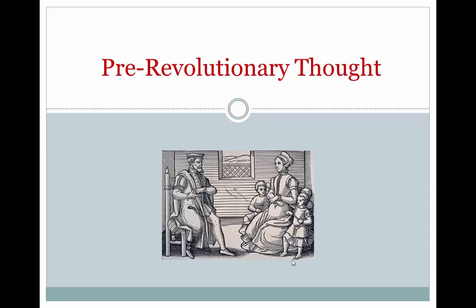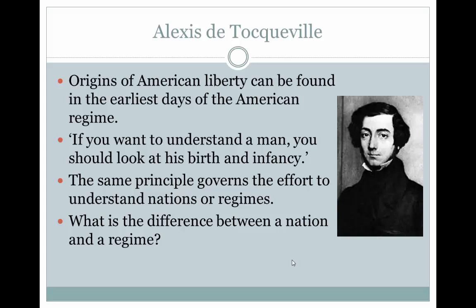We could begin this course by discussing the Declaration of Independence, but to really understand where American government comes from, we have to look somewhere before then with some stuff that happens before our Revolutionary War. We have this French guy, Alexis de Tocqueville, who comes to America ostensibly to study the prison system, but he ends up telling us a lot about America and why democracy seems to be working. And he says, if you really want to know about a nation, you should look to its birth and its infancy. And he says, if you want to understand a man, you'd look at where he came from. And the same thing's true for a nation or a regime.